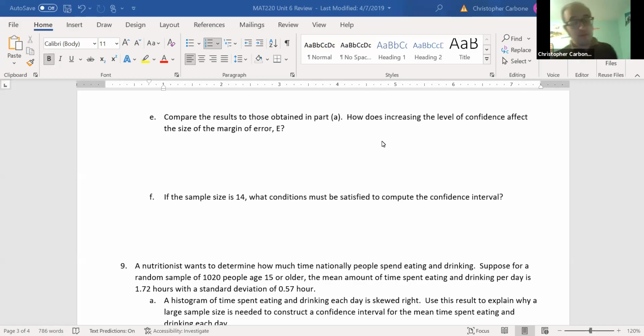Hello, class, and welcome to part 2 of the Unit 6 review. We were on example number 8, and we just finished part D. So we need to continue here with part E.